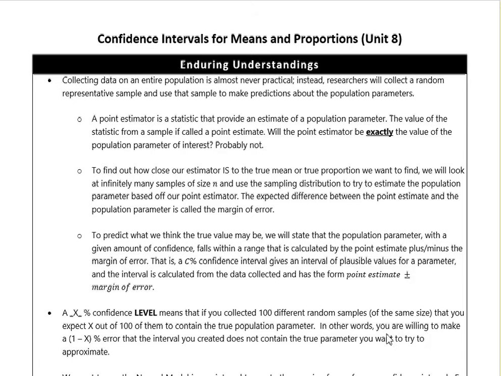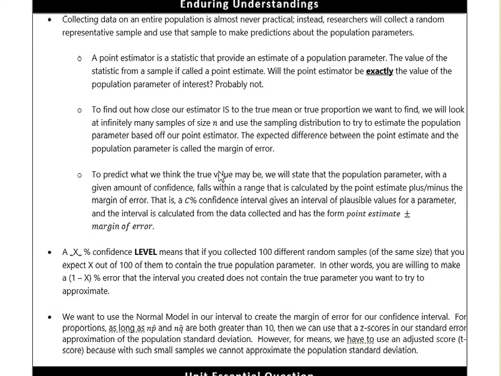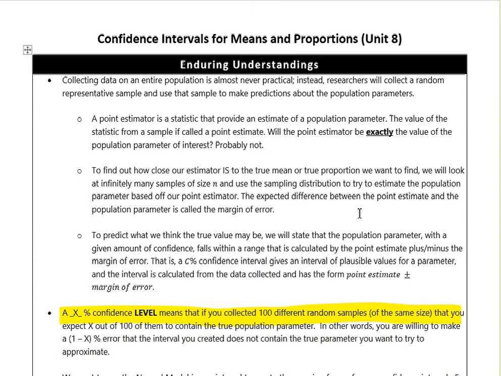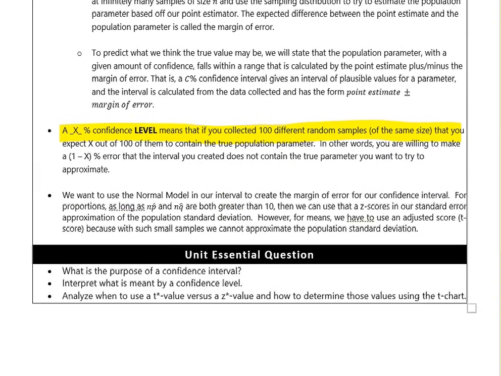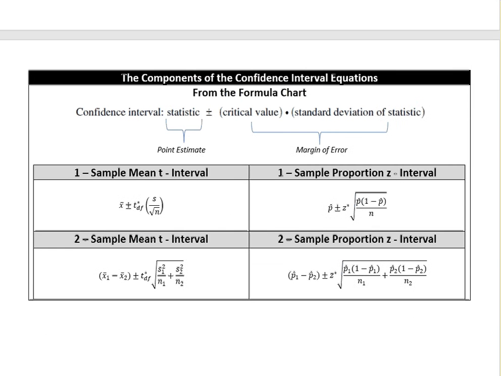All right, so just a reminder, confidence intervals are when it asks us to estimate a range of numbers. And so we're typically given a type of confidence interval. It says a confidence level that we're supposed to run. And so we want to use the normal model to do this. So let's look at the formula chart.